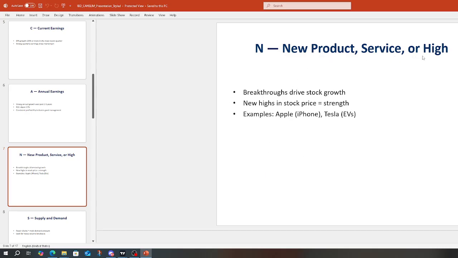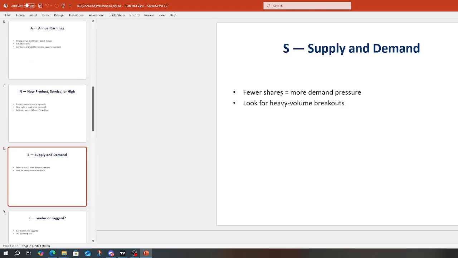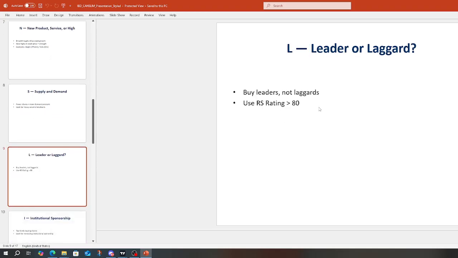So new products or services are high. Again, the same thing I was just explaining to you. What are they coming out with? Is there any new product, service, whatever? Supply and demand. Fewer shares are better. More demand, more pressure. Look for heavy volume breakouts. That means all of a sudden, if a stock has a lot of volume to the upside, what happened? Is there news? Are they coming out with a new product, or is it a management change, or something has happened? So you need to look at the supply and demand when there's a heavy volume breakout.